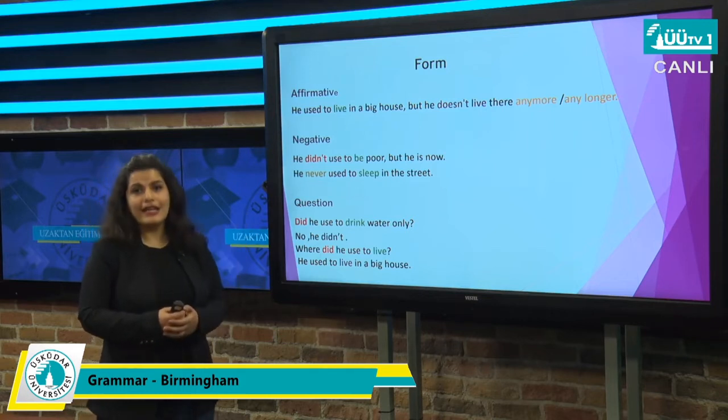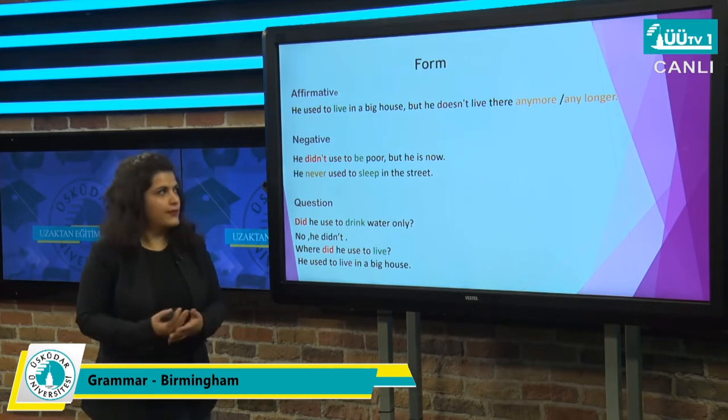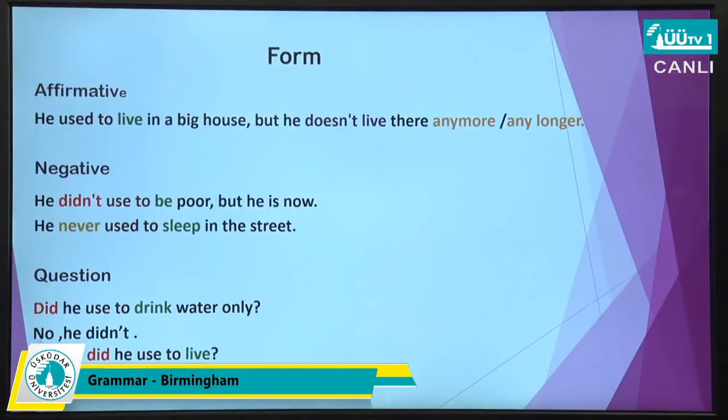Then we have negative sentences. So how do we make a negative sentence with used to? Here you have he didn't use to be poor, but he is now. So we use didn't, use to. Do I use d with used to? No, I drop d with use to, and then the infinitive and the rest of the sentence. You see, I show the contrast here again with but and now. So the differences between past and present.